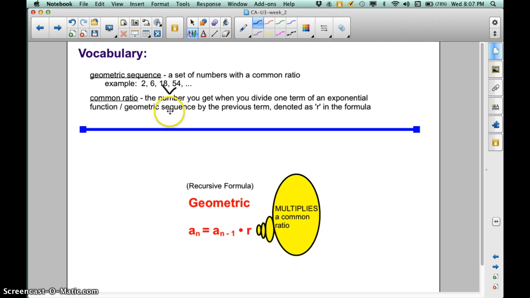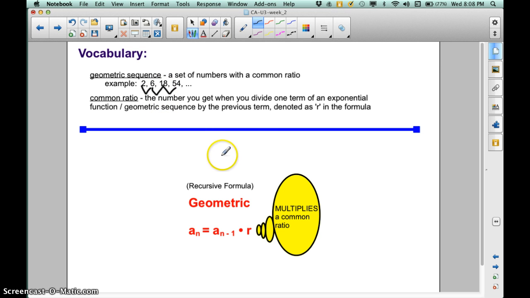54 divided by 18 is 3. 18 divided by 6 is 3. 6 divided by 2 is 3. So it is a ratio. The answer is 3, and it's in common. It happens every time we divide one term by the previous term.